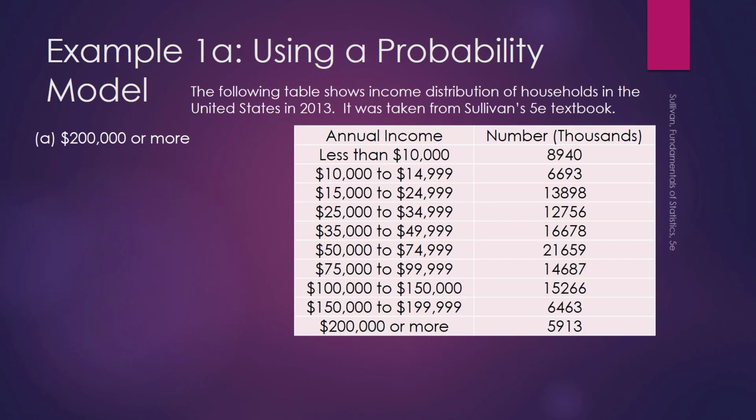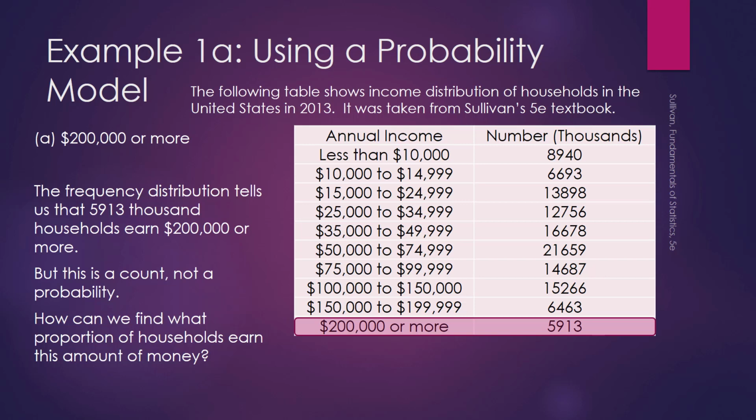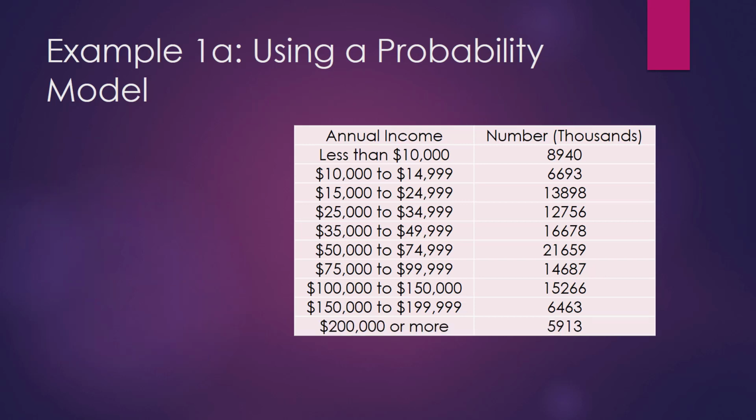Let's begin with part A. The frequency distribution tells us that 5,913,000 households earn $200,000 or more. But 5,913,000 is a count. It is not a probability. How can we find what proportion of households earn this amount of money?